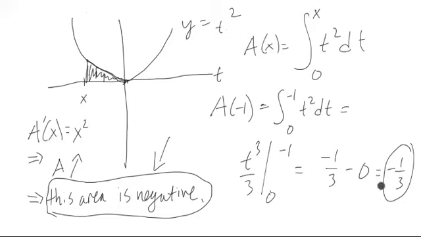And that should make sense in the fact that if the area is negative over here, then we're still increasing as you get closer to 0. Because if you're negative and getting closer to 0, then that's the same thing as increasing.